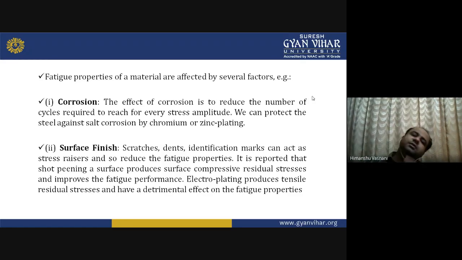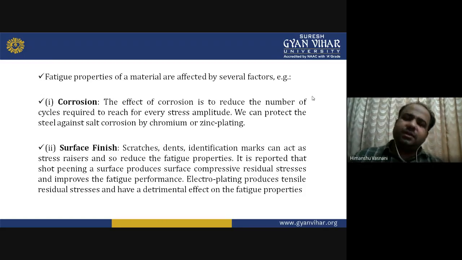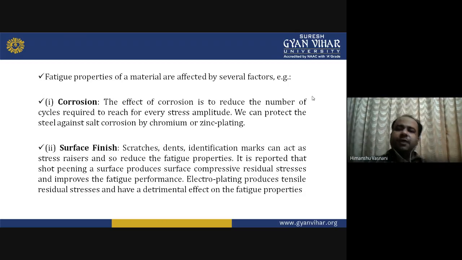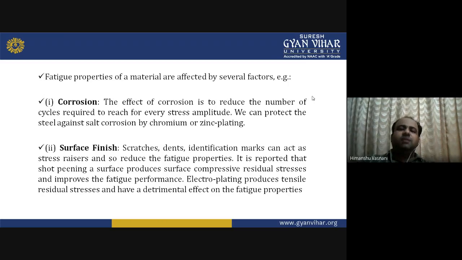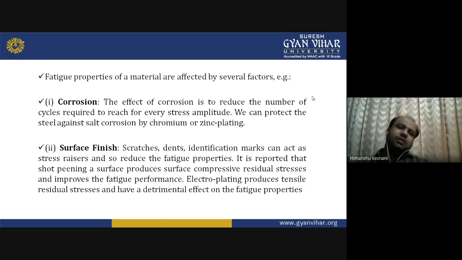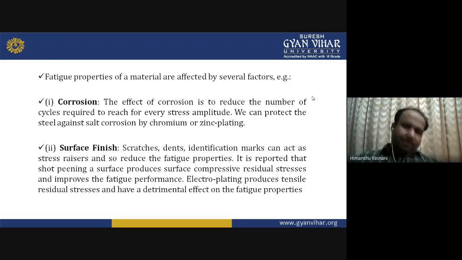The effect of corrosion is to reduce the number of cycles required to reach failure for every stress amplitude. We can protect the steel against salt corrosion by simply using chromium or zinc plating. Do you understand that the effect of corrosion is not required? So we can protect the steel against corrosion. This is just an example, since steel is a commonly used material. We can protect it by using chromium or zinc plating, and in this way you can avoid failure.